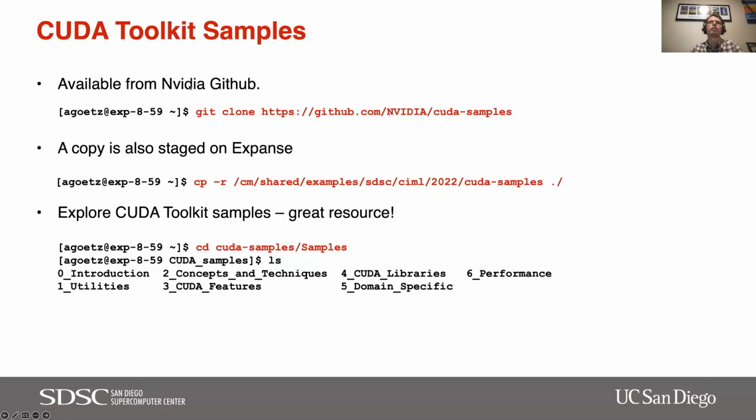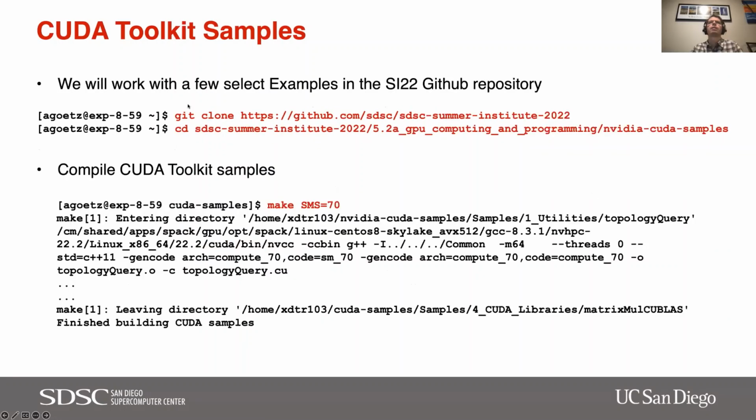So the CUDA toolkit is available from NVIDIA and it's also installed on Expanse, but don't copy everything. It's a lot of data and takes a lot of time. But I have select examples here in the SDSC Summer Institute GitHub repository. If you've cloned it before, do a git pull to update it, because I uploaded the slides and some of these things last night. There should be a directory 5.2a GPU computing and programming NVIDIA CUDA samples.